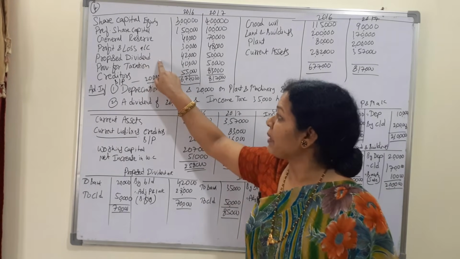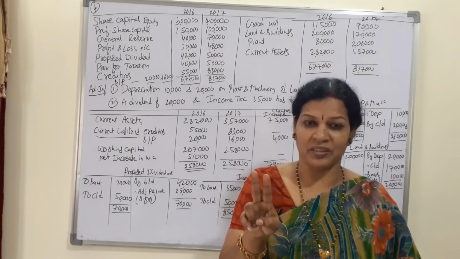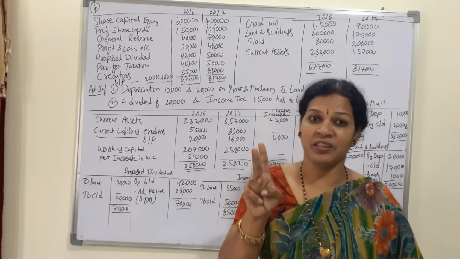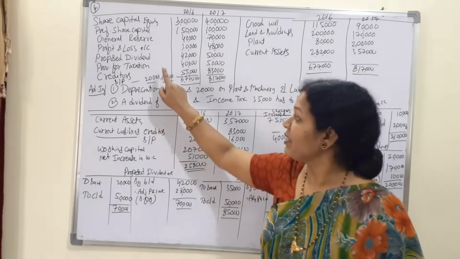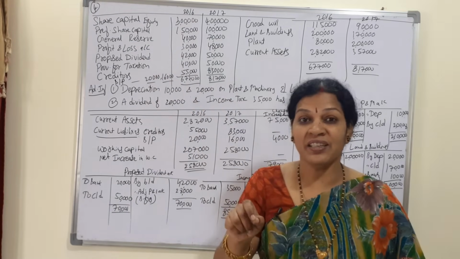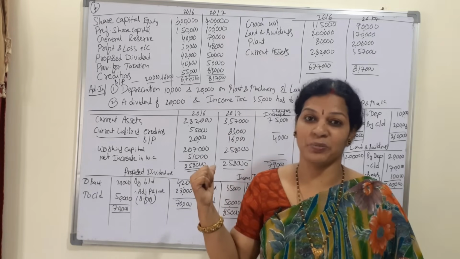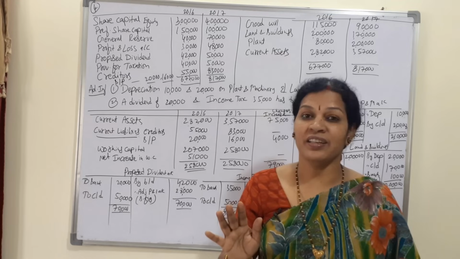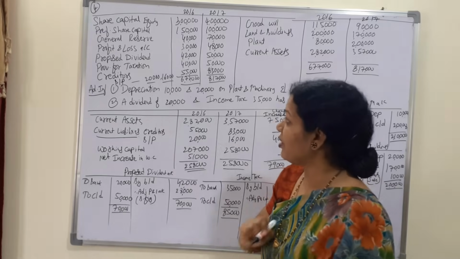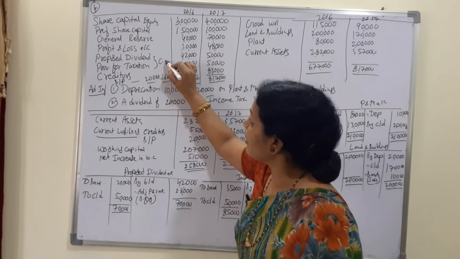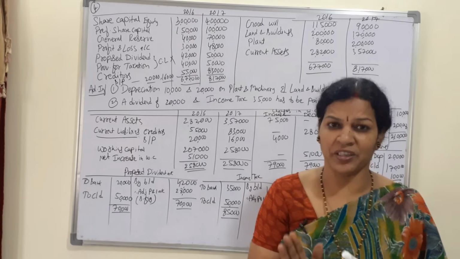Proposed dividend and provision for taxation, these two are very important. Please remember, if no adjustment is related to these two, you can treat them as current liabilities. In this problem we have adjustments, so we will not treat them as current liabilities. It means we have to open the account because an adjustment is there. Just remember up to here for now.